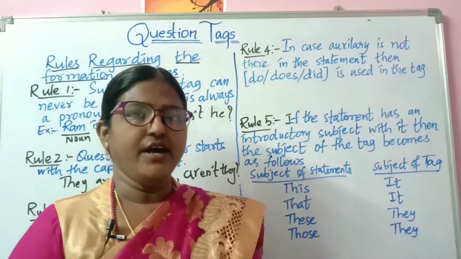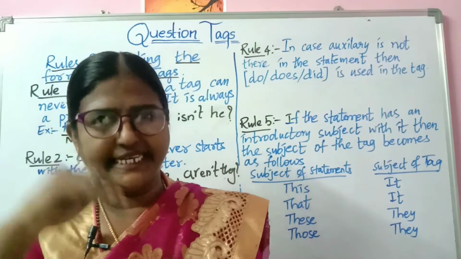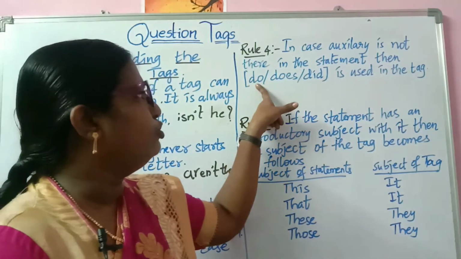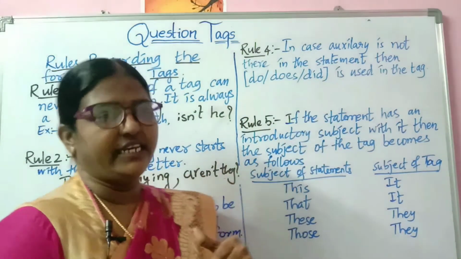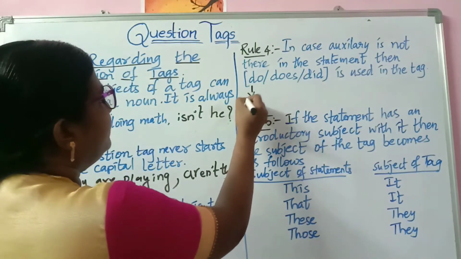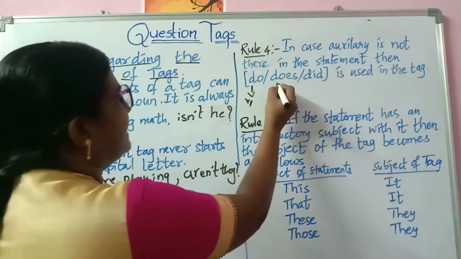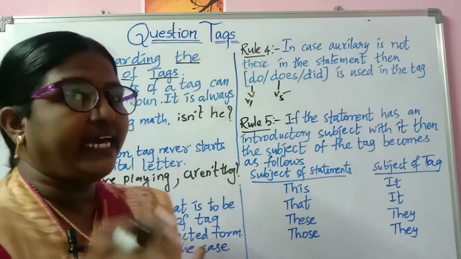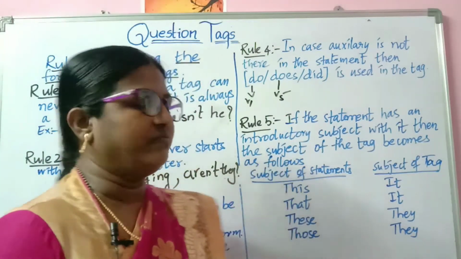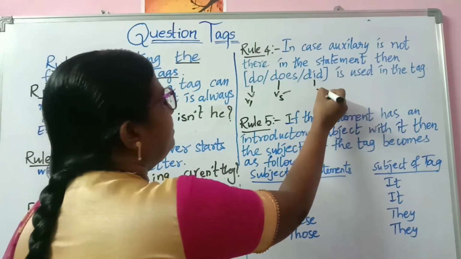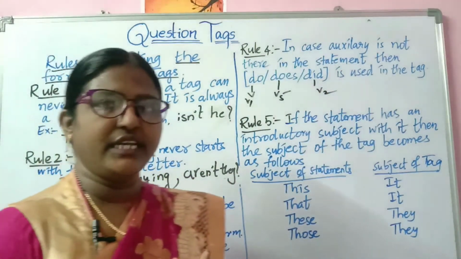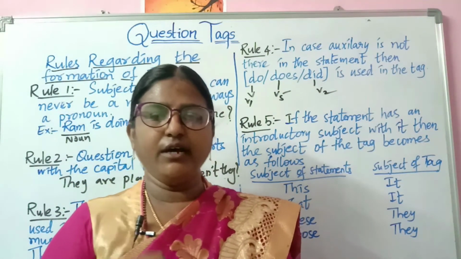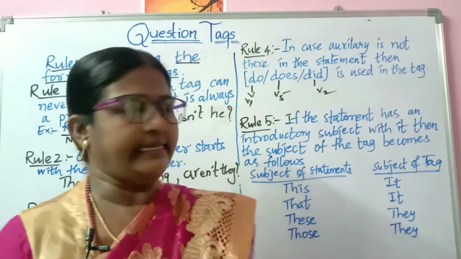In the question tag, when there is no auxiliary in a statement, we have to take do, does, did. Where do we take this do? With V1 forms, does with V5. What is V5? Adding S or ES to V1 forms. And did with V2. When there is no auxiliary in the statement, we have to take do, did and does.